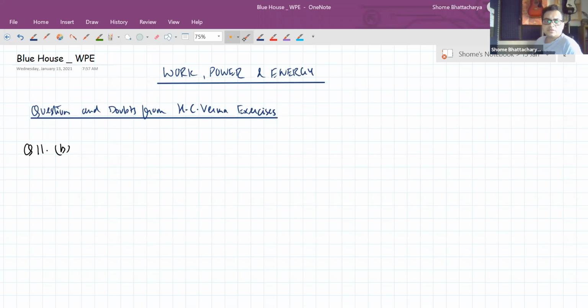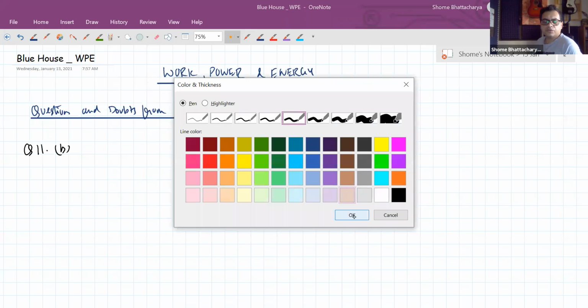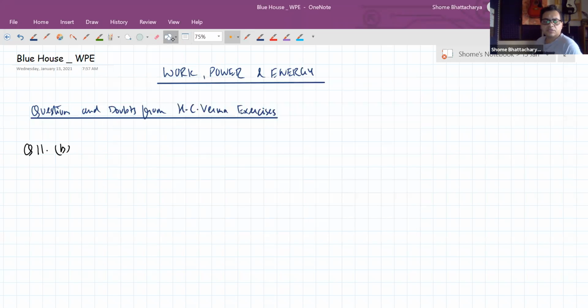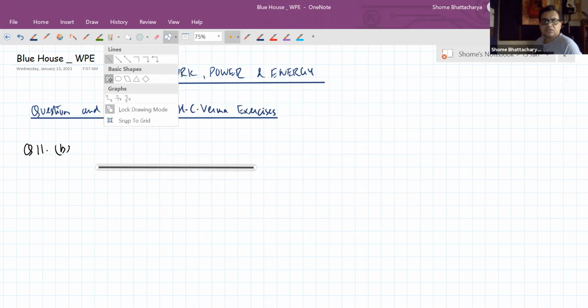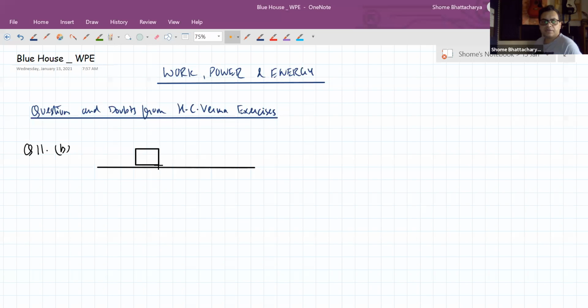So what it's saying is that you have, on a rough surface of given coefficient of friction, a block of given mass. Now a person is pulling the block by applying a force at an angle theta such that the minimum magnitude of force has to be applied to move the block. So we have to calculate the work done by this minimum force through a given displacement.